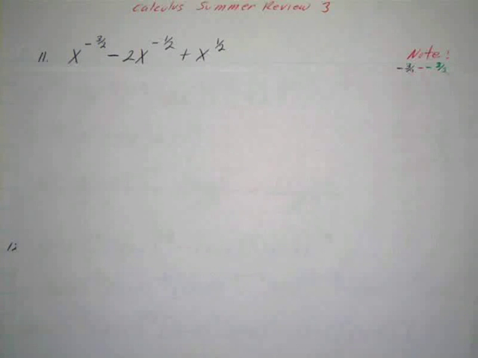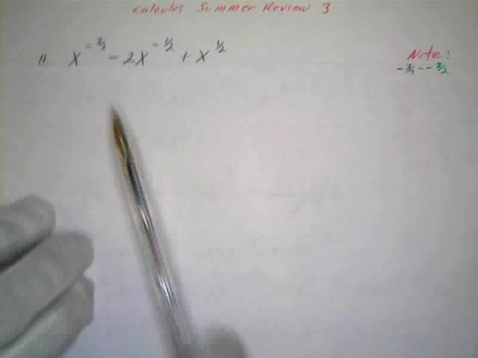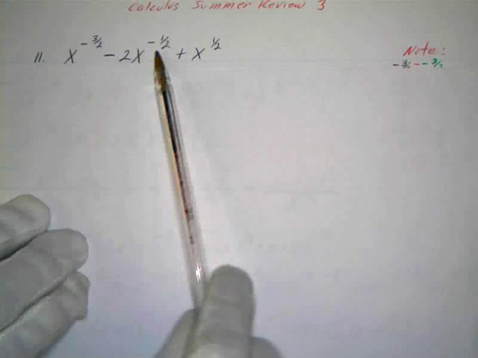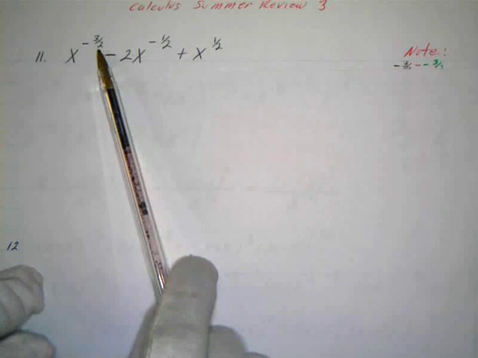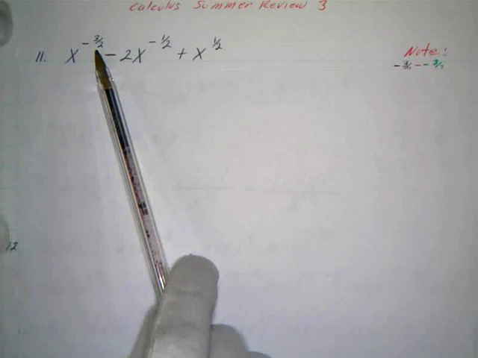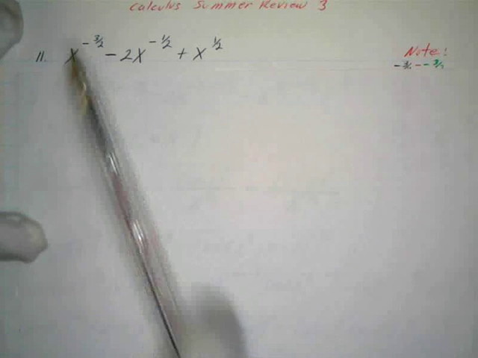Okay, again, summary review 3, number 11. And we've got three terms now. X to the negative 3 halves, x to the negative 1 half, x to the 1 half. And again, what's my least power? Well, this is the smallest. This is to the left on the number line, the farthest to the left. So I'm going to factor that out.